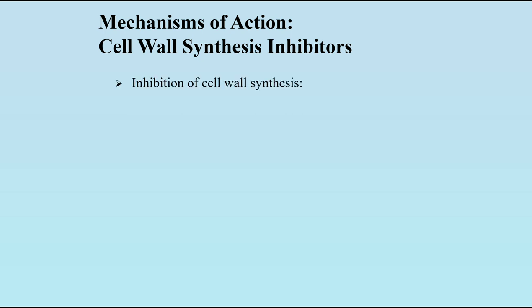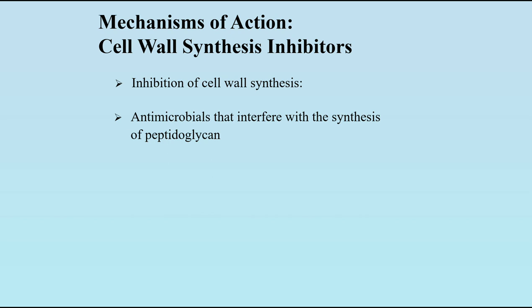So the inhibition of cell wall synthesis is actually happening because the drugs, the antibiotics, interfere with the synthesis of peptidoglycan. So peptidoglycan are the units, the building blocks through which the cell wall of the bacteria is synthesized. So when there is interference with the peptidoglycan, which is a combination of peptide, the protein part, and glycan, the carbohydrate part.